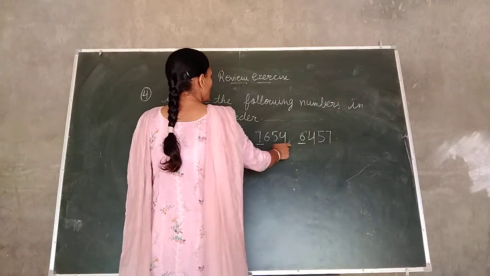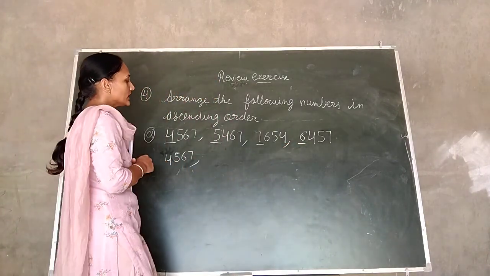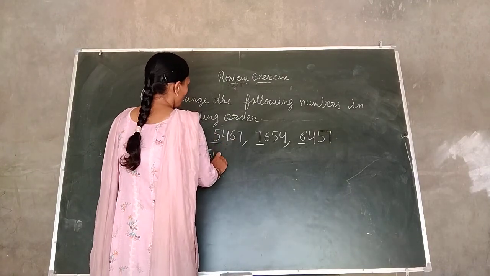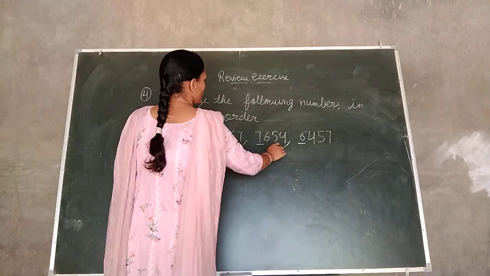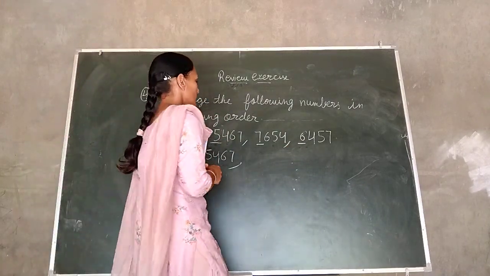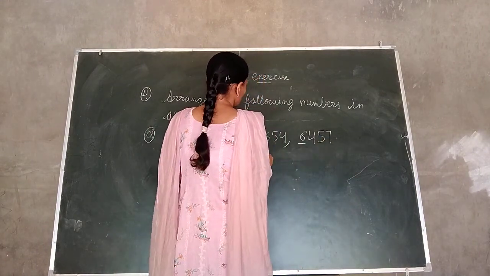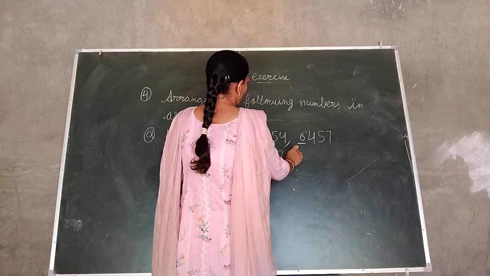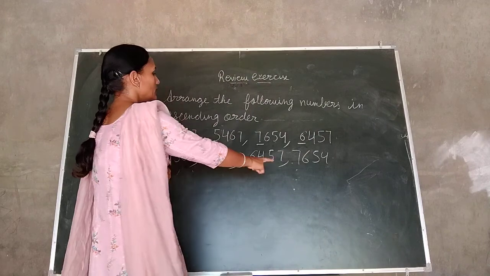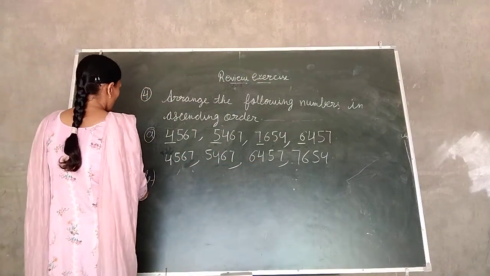Next we have 3 numbers, and which is the smallest number among these 3 numbers? 5467. Next we have 2 numbers, and which is the smallest among these numbers? 6457. Next we have 7654. Now these numbers are in ascending order. Next B part.